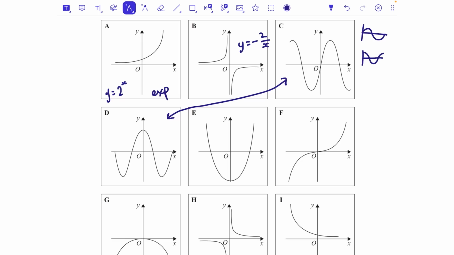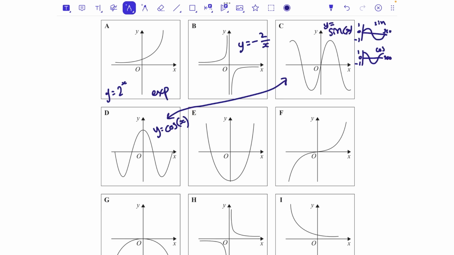They go up to 1, down to minus 1, normally. And they go along to 360. So sine starts from 0 and cos starts from 1. So we've got sine here and cos here.